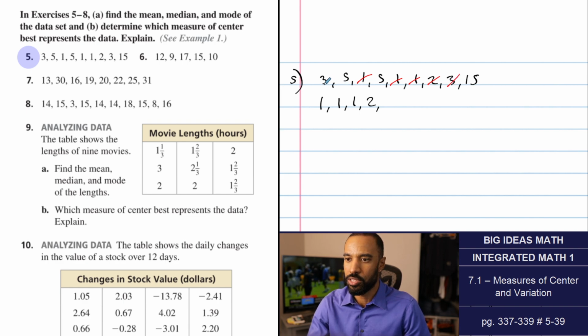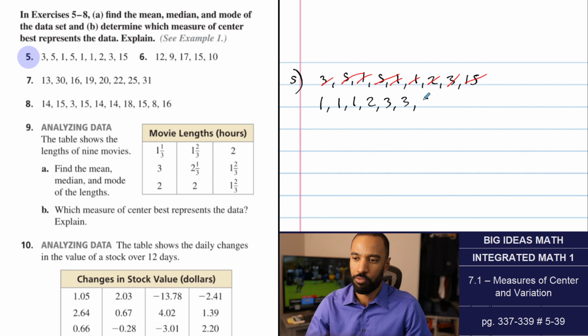There are 2 3s, 2 5s, and a 15. It might be best that you actually just count it out, make sure. 1, 2, 3, 4, 5, 6, 7, 8, 9. All data points are covered.